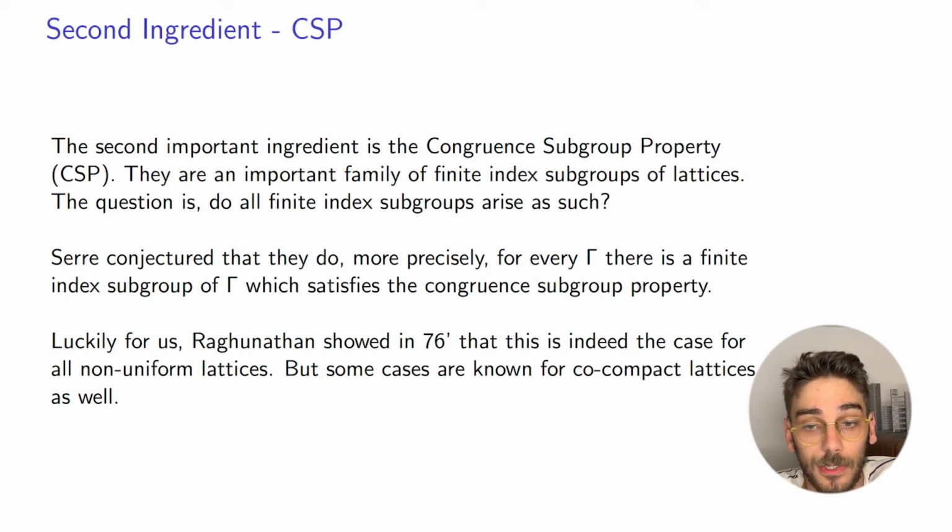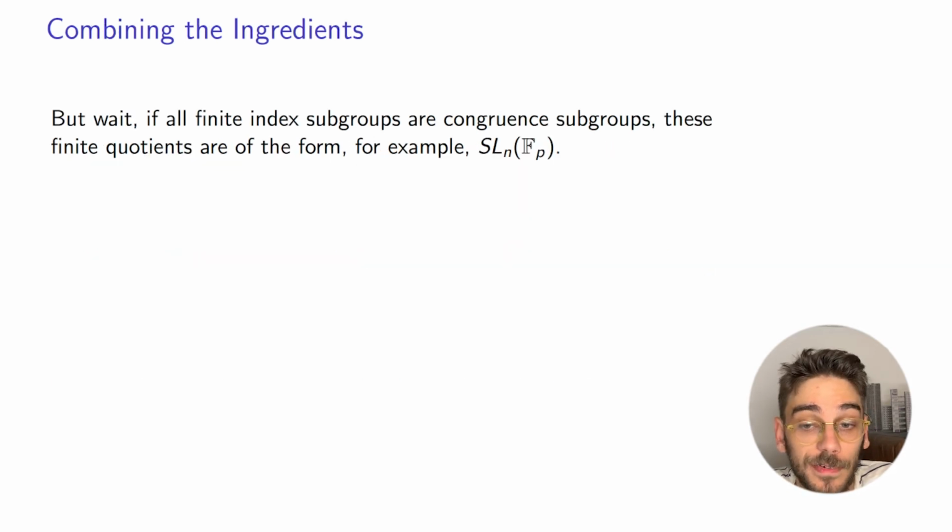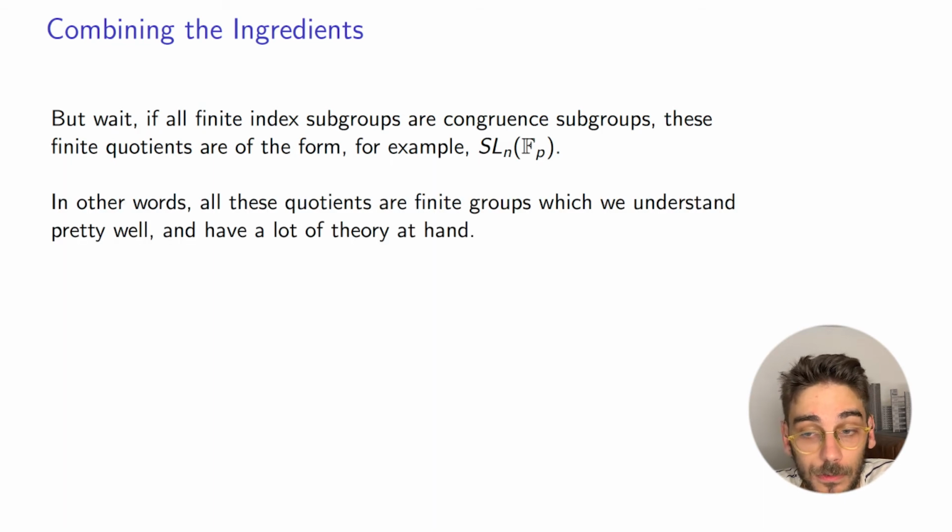And now let's see how we combine these two ingredients. So if all finite index subgroups are congruence subgroups, then these quotients are of the form, for example, SLN Fp, which are groups that we understand quite well. And we have a lot of theory to work with.